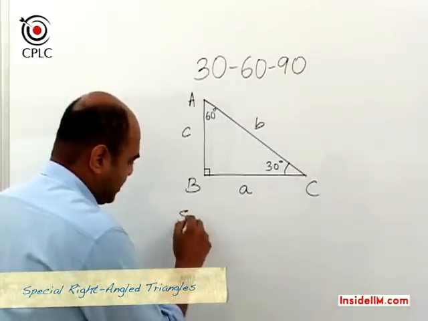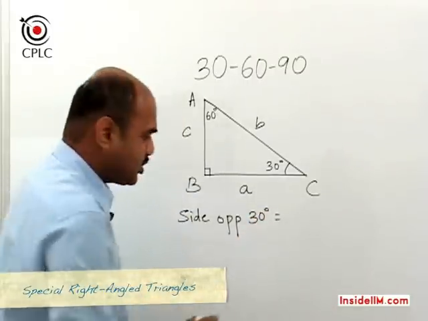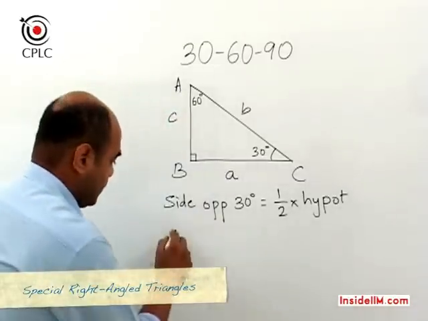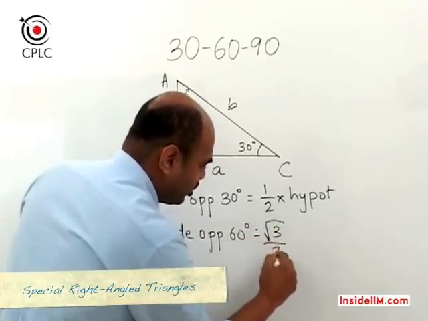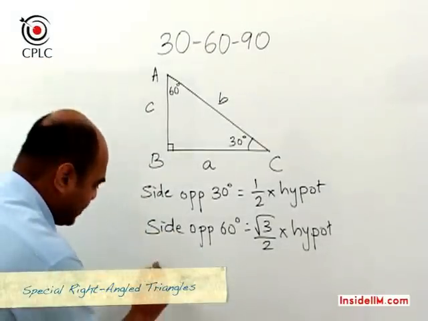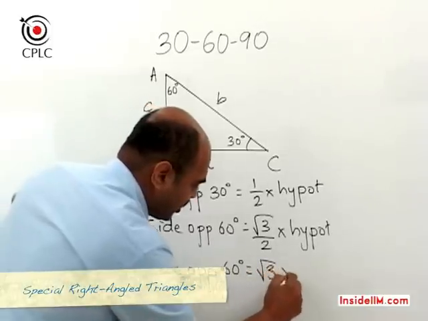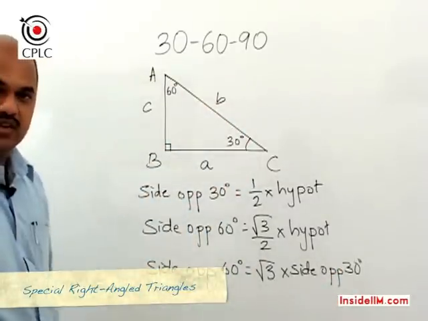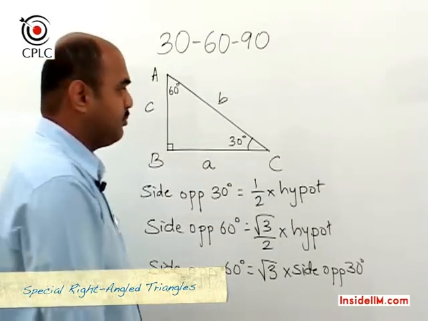then with respect to a 30, 60, 90 triangle, there are properties which say that the side opposite 30 degrees is equal to half of the hypotenuse, the side opposite 60 degrees is equal to root 3 by 2 into the hypotenuse, and if we club them together, we would also get that the side opposite 60 degrees is root 3 times the side opposite 30 degrees. So these are the three formulae with respect to 30, 60, 90, which will be used very often in problems.